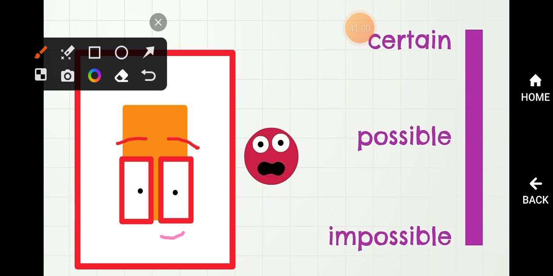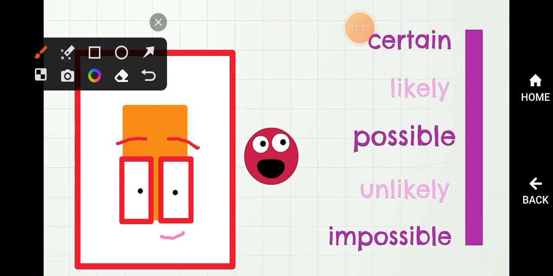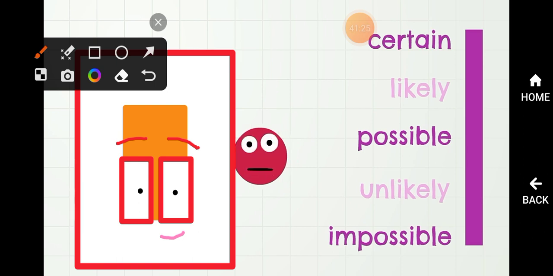Oh, and by the way, there are also many other words used when thinking about probability. For example, likely and unlikely and many others. But today, I want to practice mostly the words certain, possible, and impossible. Okay, ready? Situation number one. After dinner, I will fall asleep. Do you think that this is certain, possible, or impossible?